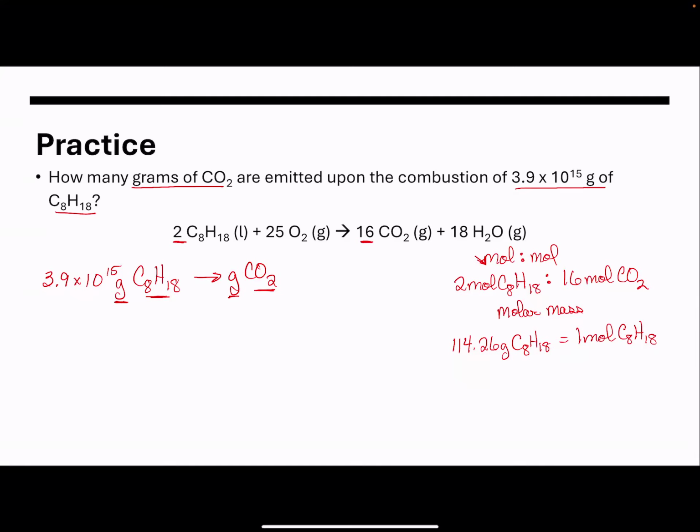The next thing I note is I need grams of carbon dioxide. Again, anytime I see grams, it means that I'm going to need the molar mass as a conversion factor. This time I need the molar mass of carbon dioxide, which is 44.01 grams of carbon dioxide is equal to 1 mole of carbon dioxide. Basically, folks, I took what I had and what I needed, and I picked it apart to identify possible conversion factors I'm going to be using in this conversion.